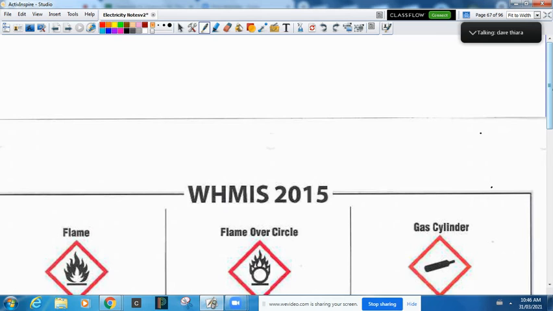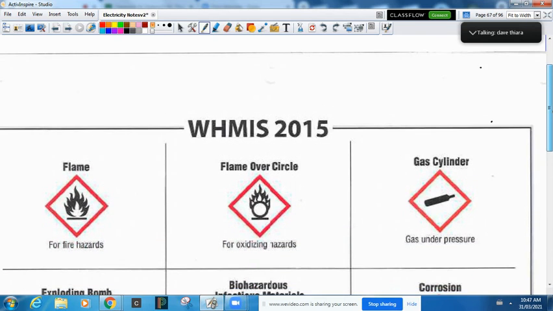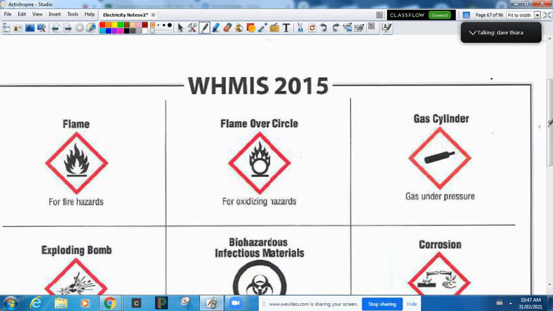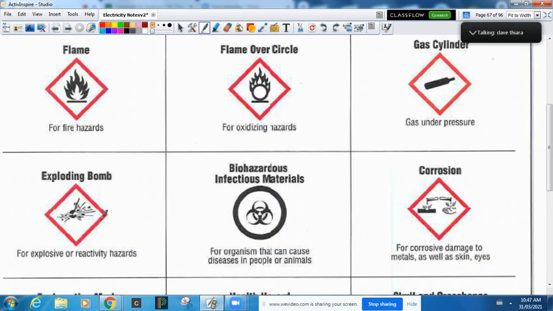Quick reminder that you will need to know the WHMIS symbols for your PAT as well. And so there is the flame. There's the flame over circle. That's for oxidizing material. This is a gas cylinder. This is using what is now the accepted WHMIS symbols. There's exploding bomb for explosive or reactivity hazards.